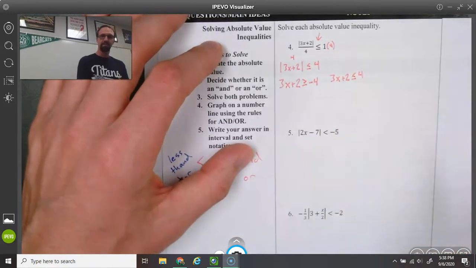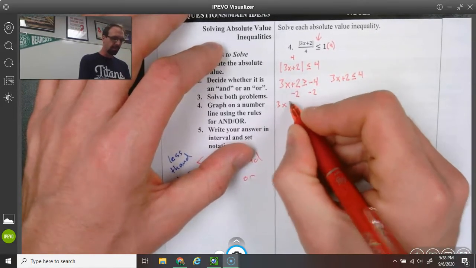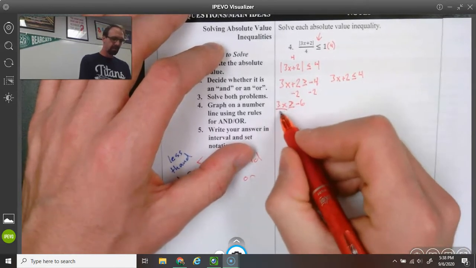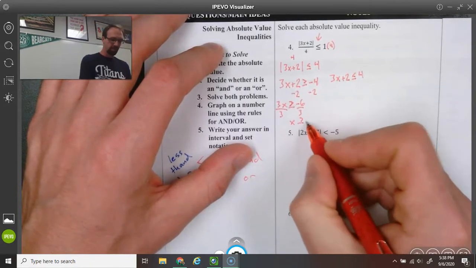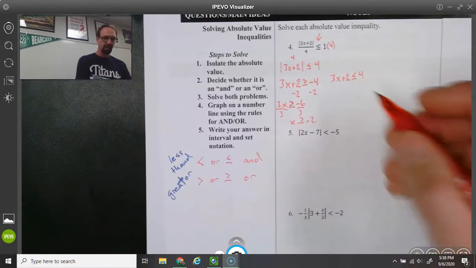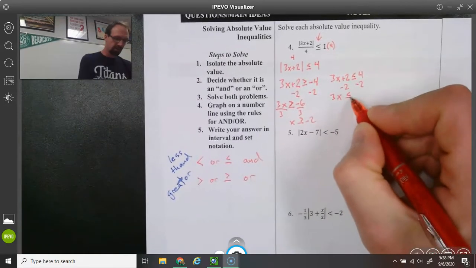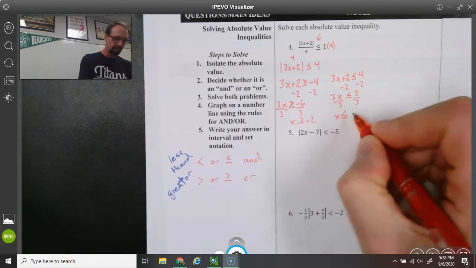So we have these two scenarios, minus 2 on both sides. So we get 3x is greater than or equal to negative 6. Divide by 3 on both sides, and we get x is greater than or equal to negative 2. So that's one scenario. And then the other one, we're going to subtract 2 on both sides. So we get 3x is less than or equal to 2. Divide by 3, and we get x is less than or equal to 2/3.